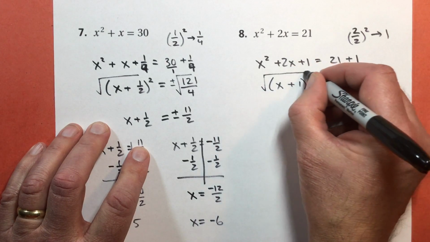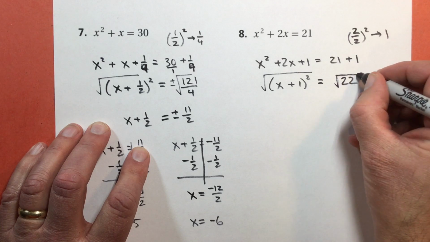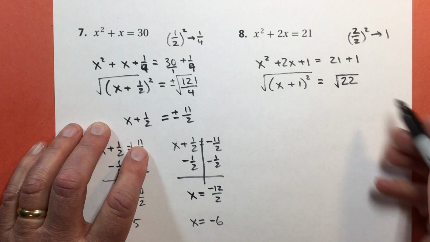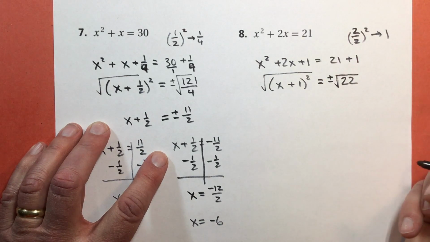Wonder if this one was a typo also. There's nothing wrong with this. This is actually a good Algebra 2 problem. We don't do square root of 22 in Algebra 1. So that's why I was kind of confused by it.